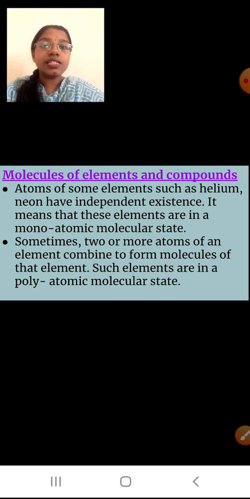So some of the elements exist in an independent state, and we call them the monoatomic molecular state. Sometimes two or more atoms of an element combine to form molecules of that element. Such elements we call the polyatomic molecular state. Two atoms combine, they form a molecule, and they exist in nature. Now which are these elements, we will see an example.